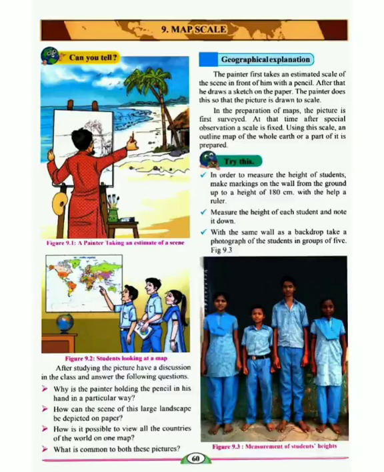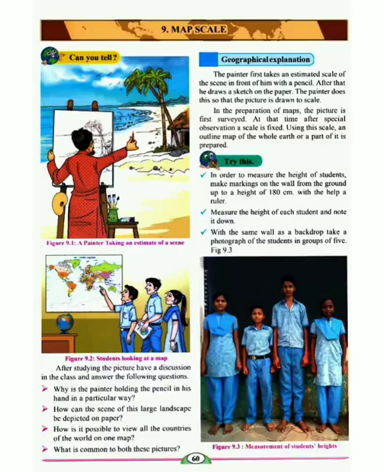How is it possible to view all the countries of the world on one map? Again the same question, there are so many countries in our world, right? And just एक one map पे how everything is visible. And what is common to both these pictures? There is one common thing in both of these pictures. So what do you think, according to you, what is common in both pictures? You have to write, okay? So again, this part would be your homework.